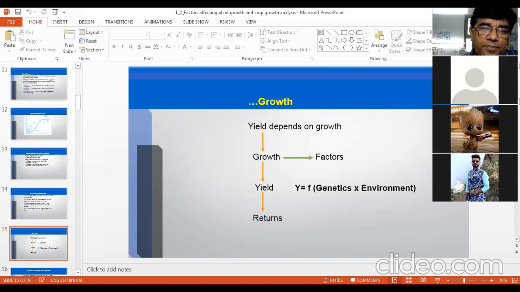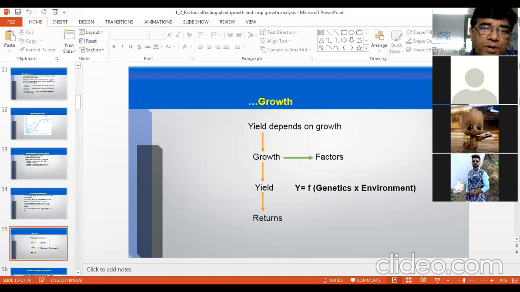Because ultimately our purpose is to get highest return. Why do we go for crop production or cultivation of crops? To earn money, to get higher returns. So there are certain factors or resources that will affect the growth, and we need to learn those factors so that we can manipulate the growth for the benefit of higher yields and also higher returns.